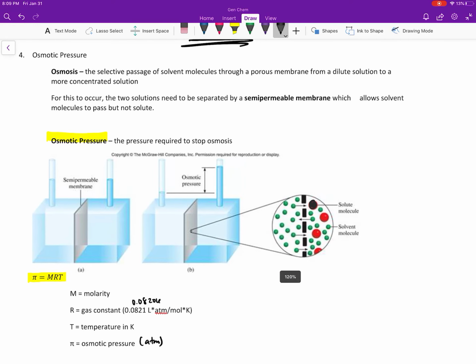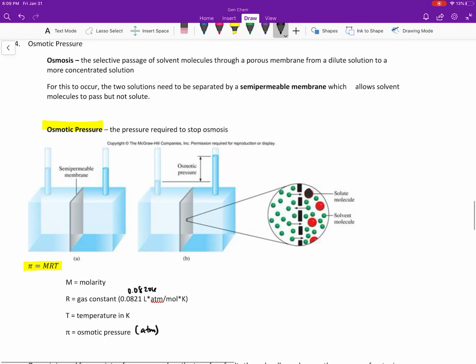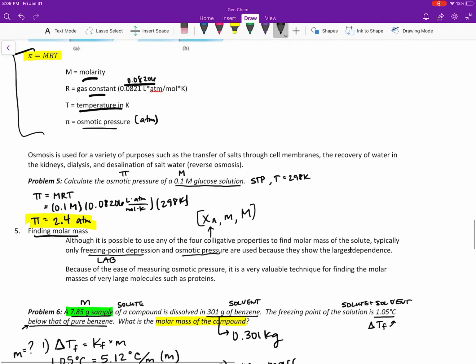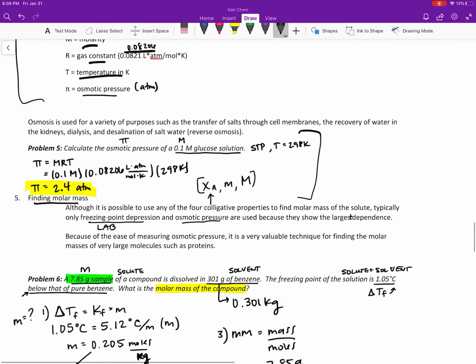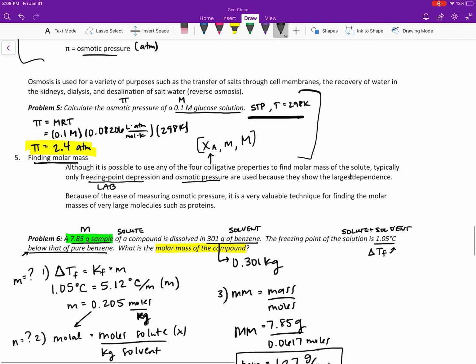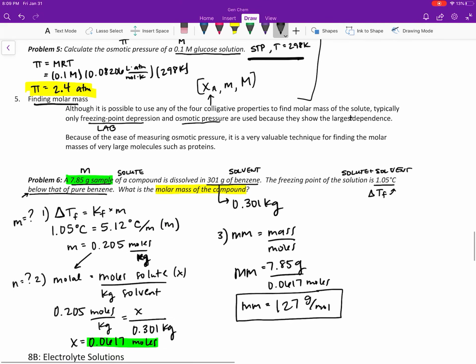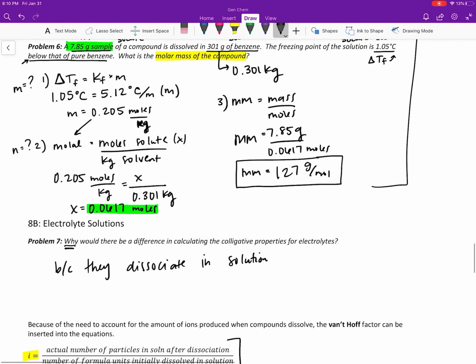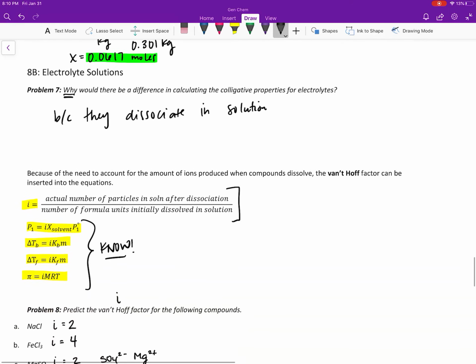Then we talked about osmotic pressure, which is the pressure required to stop osmosis, which we defined up here. This is the formula with molarity, gas constant, make sure it's this one, temperature in Kelvin, and osmotic pressure in ATM. We did a problem. Remember this one, we assumed STP because we weren't told, but I told you I would tell you, and I will. I uploaded the YouTube video earlier for the molar mass determination, so go watch that if you haven't.